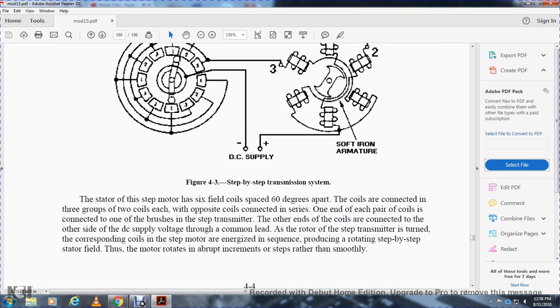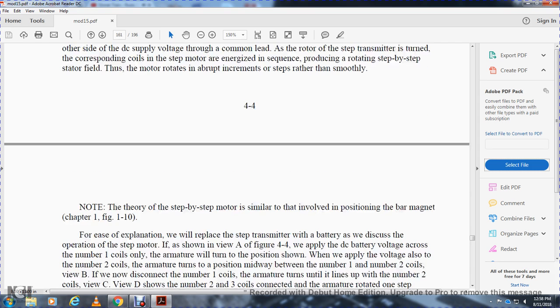The stator of the step motor has 6 field coils, 60 degrees apart. The coils are connected in groups of 2, with each opposite coil connected in parallel. One end of each parallel pair is connected to the brush of the step transmitter, and the other end of the coil is connected to the other side of the DC supply voltage. The common lead is through the rotor, so the corresponding coil of the step motor is energized in sequence, producing rotor rotation step by step with the stator field, so the motor rotates in abrupt increments rather than smoothly.